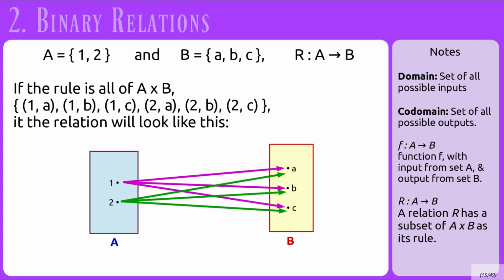So let's say we have A is 1 and 2, and B is A, B, and C, and our relation is R from A to B. And if we have the rules 1 to A, 1 to B, 1 to C, 2 to A, 2 to B, and 2 to C, which is all of A cross B, our diagram will look like this.